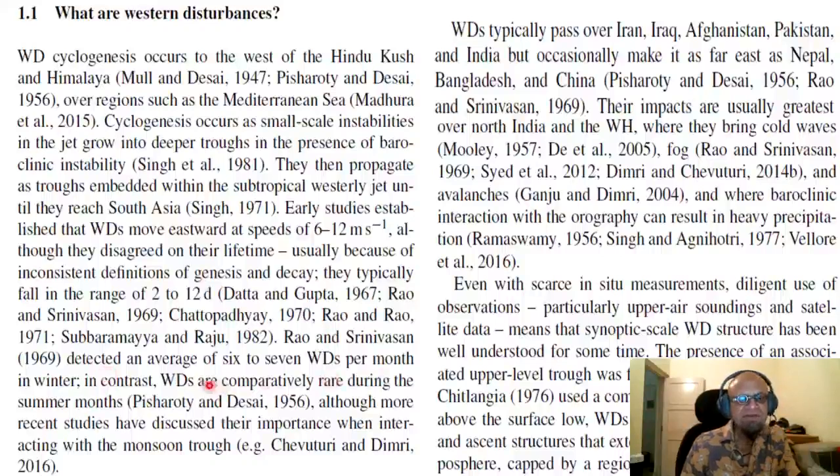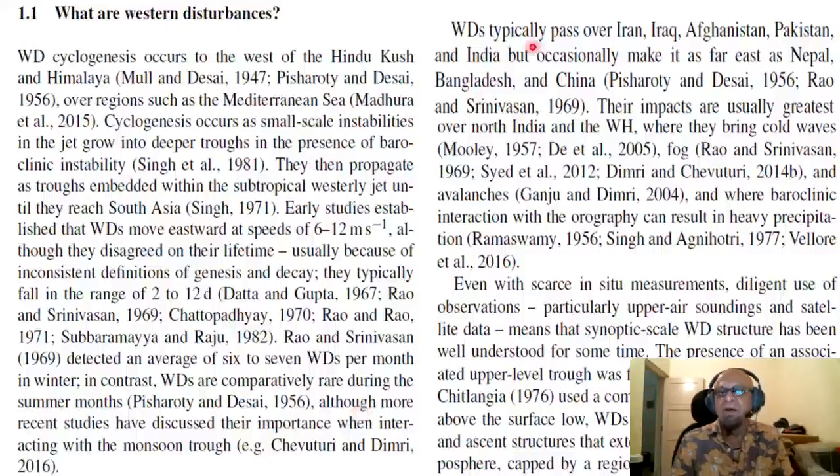Rao and Srinivasan detected an average of 6 to 7 WDs per month way back in 1969 during the winter season. In contrast, WDs are comparatively rare during the summer months, although more recent studies have discussed their importance when interacting with the monsoon trough, and there is a section on this in the paper, and I'll read a bit about that.